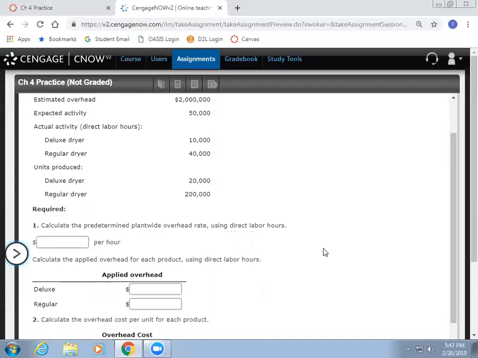Well, to calculate a predetermined overhead rate, you always just take your estimated overhead divided by your estimated activity. So on that one, I'm going to take my estimated overhead of $2,000,000 and divide it by the estimated activity, the 50,000 labor hours. So that first one's pretty easy. So what's my per hour overhead rate? 40, okay.